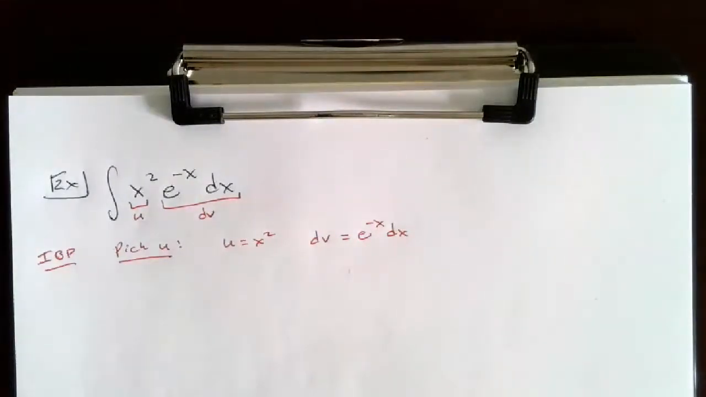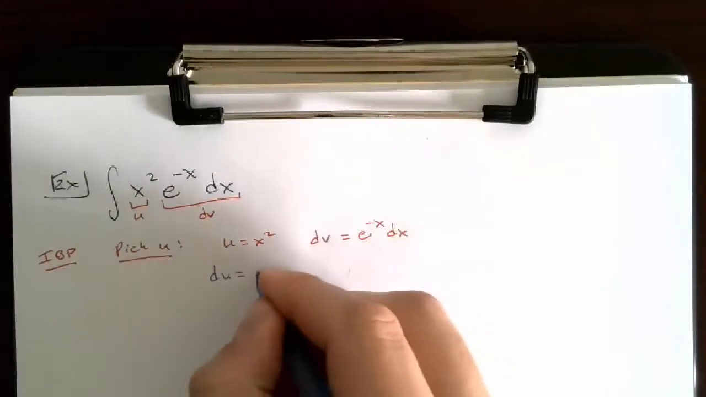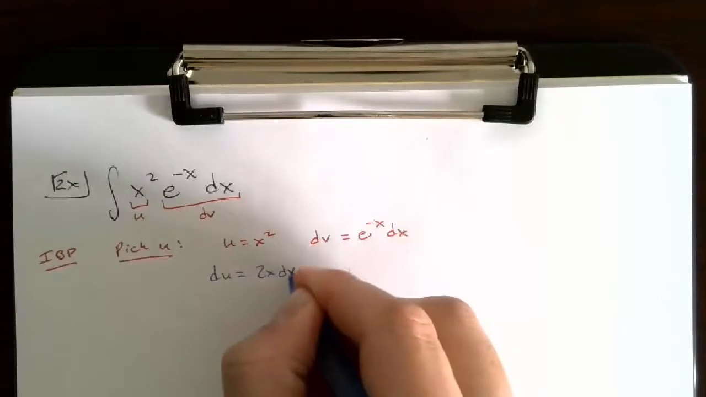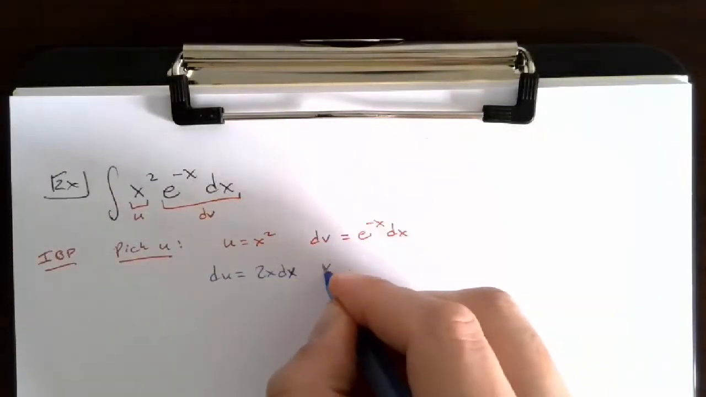And then remember what we do. We want to find du from u. So du is the derivative of u, so that'll be 2x dx. And then from dv you want to find the antiderivative, right? Because you want to find v.